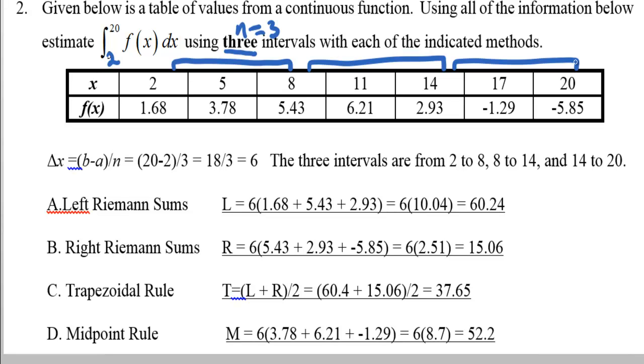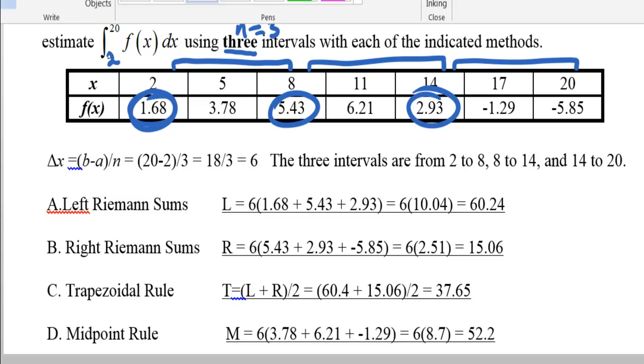Now, if we want to do left Riemann sums, what we do is we take the width of the interval, which is delta x, which is 6, and we multiply that by the height for each rectangle and add those up. Since the 6 is the same for each one, we can factor that 6 out and just add the heights. Now, we're going to add the heights at the left end of each interval. So for this first interval, we're using 1.68 for the height. For the next interval, we use the 5.43, and the last interval we use 2.93. So we add those three things together, you get 10.04 times 6 is 60.24, and that is our left estimate.